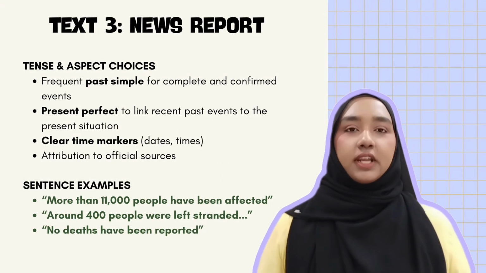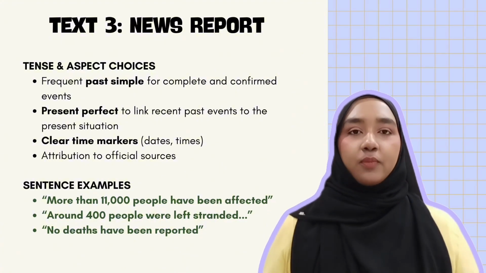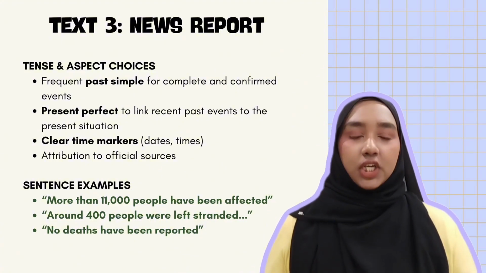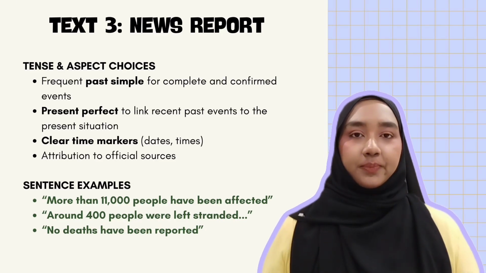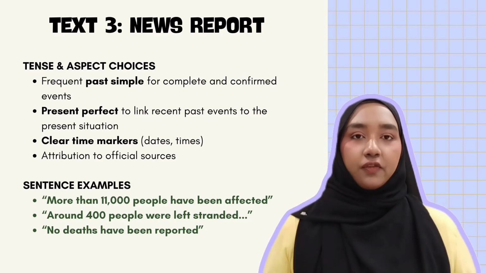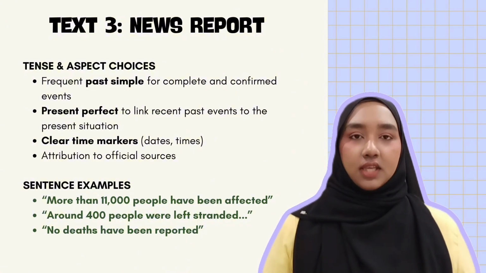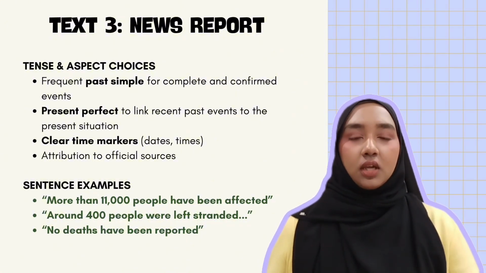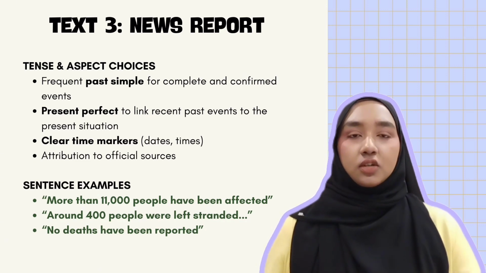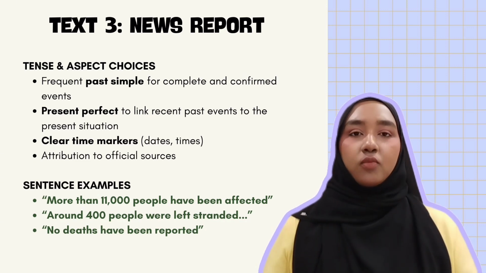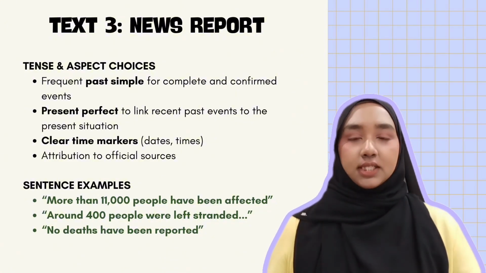The news report relies heavily on the past simple, for example, "have been affected," "were left stranded," which reports completed or confirmed events. The present perfect, for example, "have been reported," links recent past events to the present situation, a common feature in news reporting. This combination constructs a clear temporal framework that balances immediacy with factual accuracy.